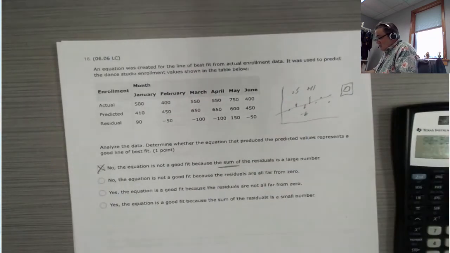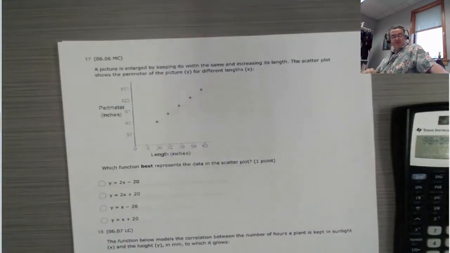Should be very close to 0. Close as you can get. The closer the better. The closer the better your line of best fit is.